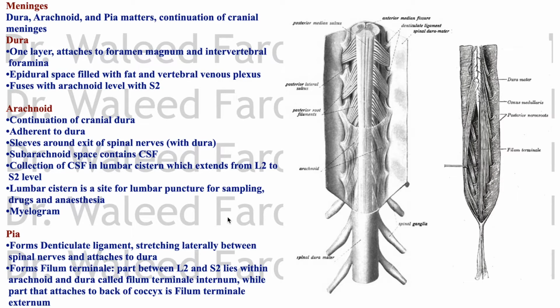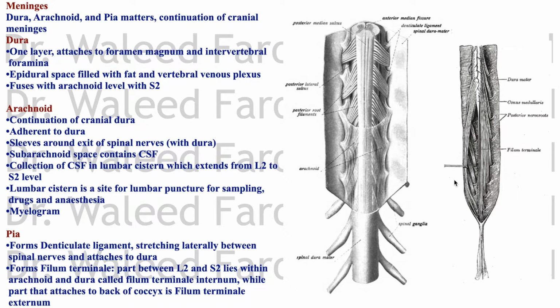The pia mater is adherent to the spinal cord. It forms what's so-called the denticulate ligament. See, this is the denticulate ligament. It projects laterally and fuses with the dura. Between the spinal nerves, please don't get confused with that of the myelogram again. Between spinal nerves, see that? Between spinal nerves, it attaches to the dura mater. That's why it's called dentate or denticulate ligament.